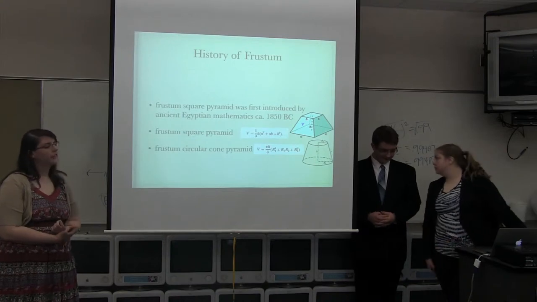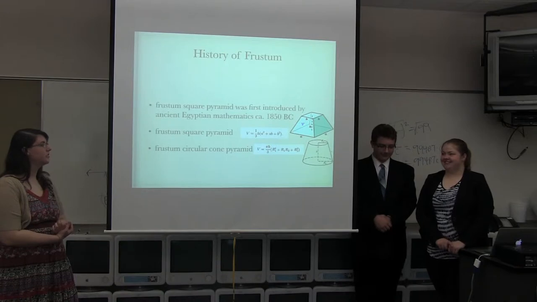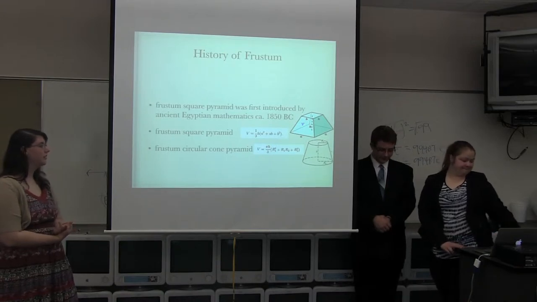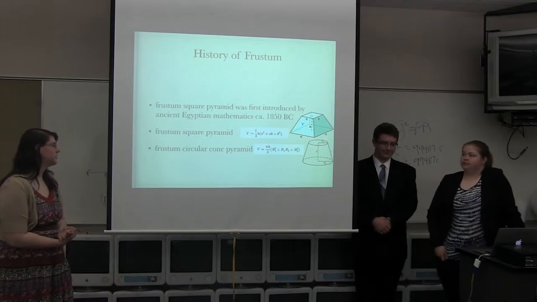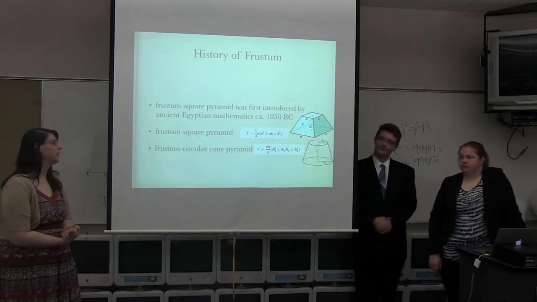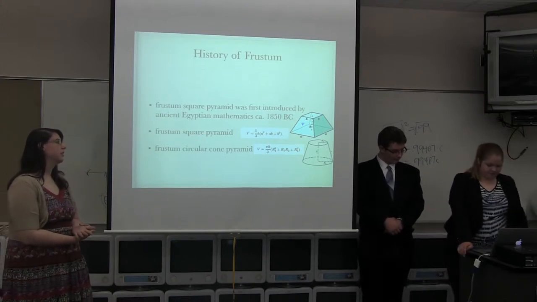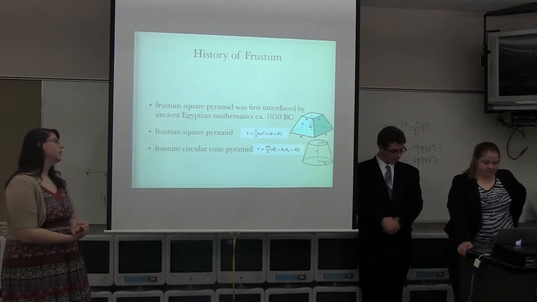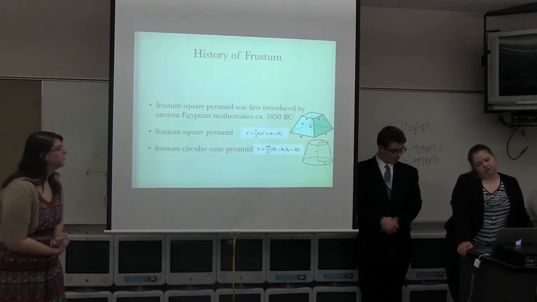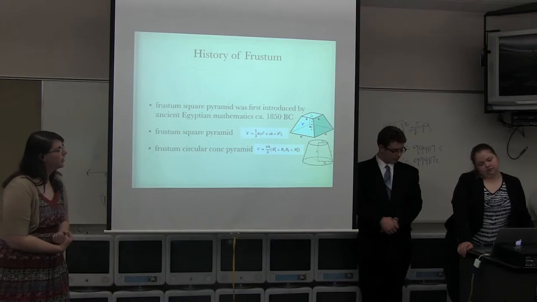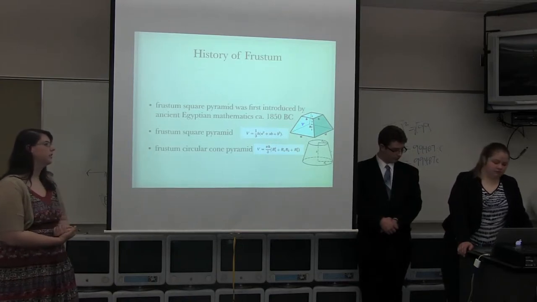So for the history of the Frustum, the Frustum Square Pyramid was first introduced by ancient Egyptian mathematics around 1850 BC. And the equation for the Frustum Square Pyramid is volume equals 1/3 height times the quantity of a squared plus a times b plus b squared. And then the Frustum Circular Cone is volume equals pi times height times the quantity of r1 squared plus r1 times r2 plus r2 squared, all over 3.